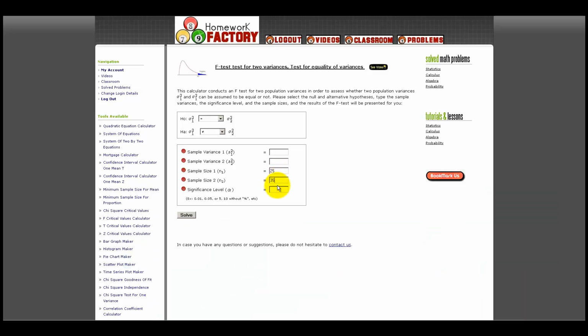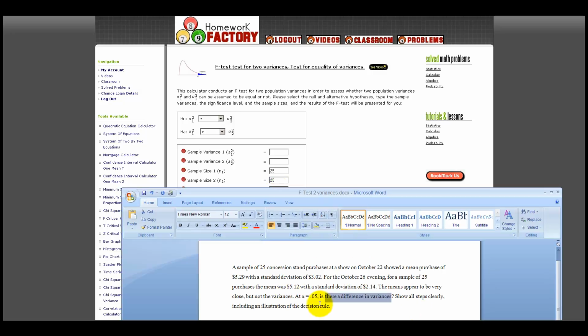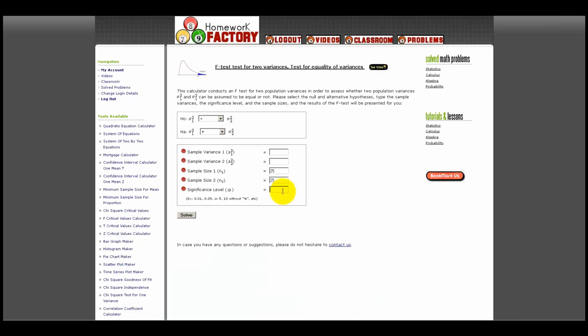Okay, so for the two variances, the sample sizes are 25. That's easy to get from the problem itself. And then the significance level alpha is 0.05, 5%. So we'll just type 0.05. All we need to do now is just get the sample variances.